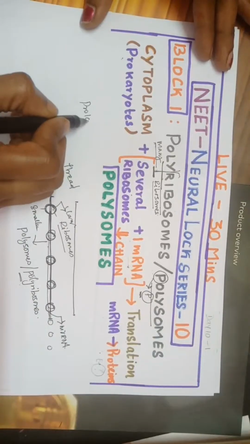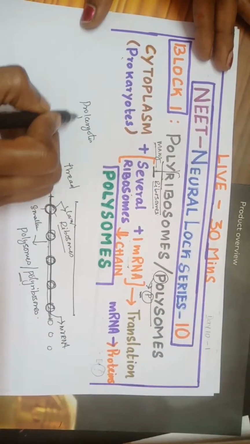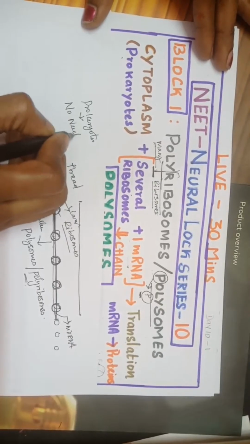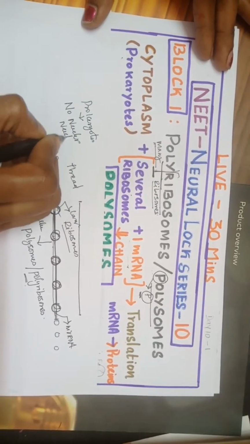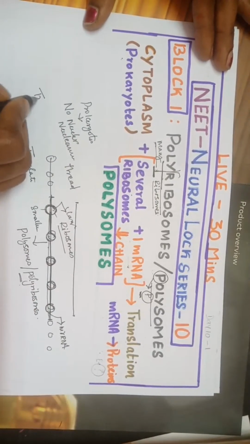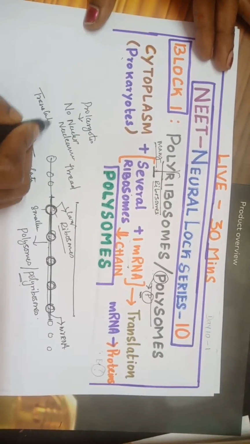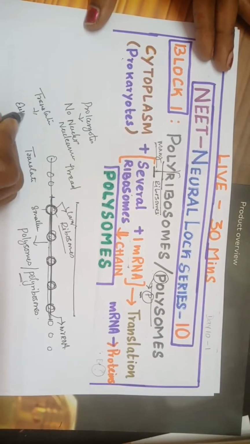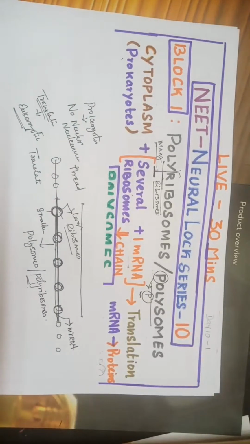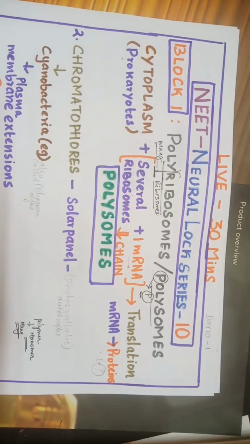Do the prokaryotes have a nucleus, students? There is no nucleus, no nuclear membrane. Now I have a question for you. Where does the translation take place in a eukaryotic cell? Type the answer in the comments, students. Type the answer in the comments quickly.